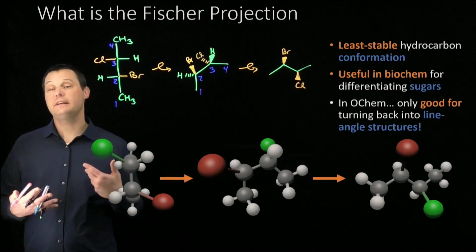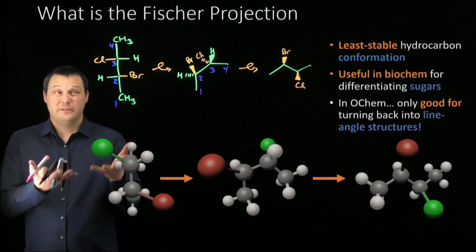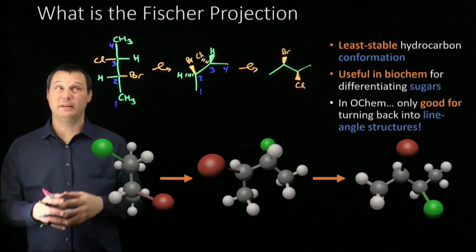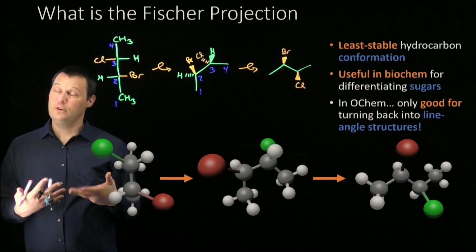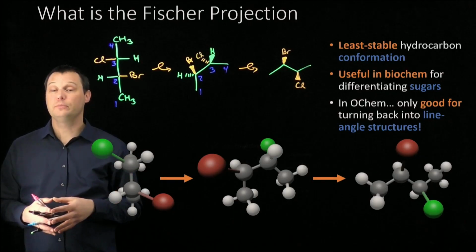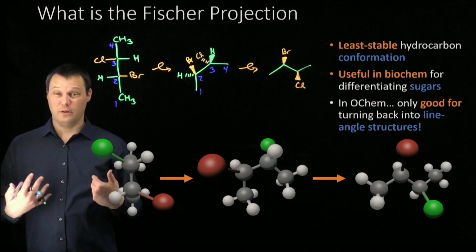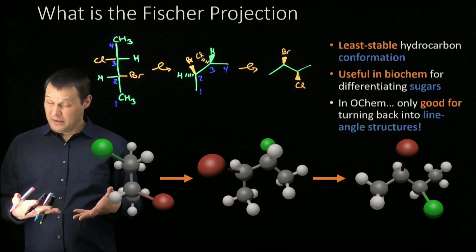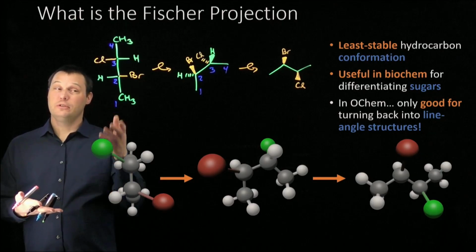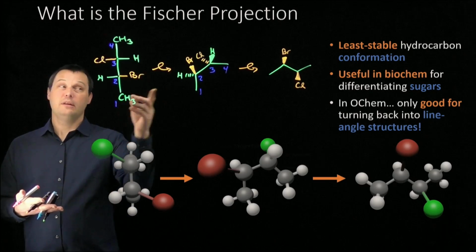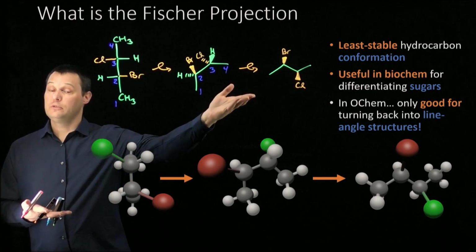So what are our key takeaways from this video? First, Fischer projections are just an odd perspective drawing convention. Second, when you get to biochemistry, they do have a useful purpose. Finally, what are they good for in organic chemistry? In my opinion, the only thing Fischer projections are good for in organic chemistry is turning back into line angle structures so we can do some real chemistry already.